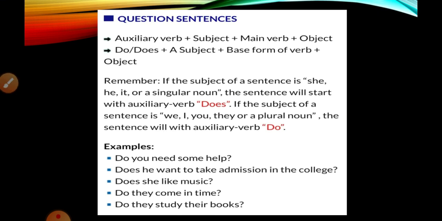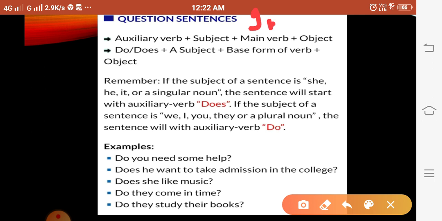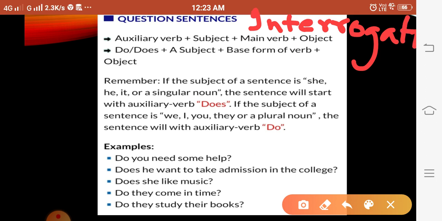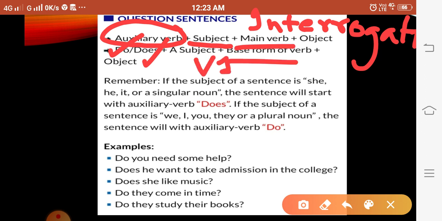Now we will talk about how question sentences, or interrogative sentences, are formed in simple present tense. The sentence structure is: first we write the auxiliary verb. The same auxiliary verbs which were used in negative sentences will be used here as well, and again their use will depend on the subject. If the subject is singular, we will use does. If our subject is plural, we will use do. Clear? Then after the auxiliary verb comes the subject, then the main verb. The main verb here again will be the first form of the verb, then the object.